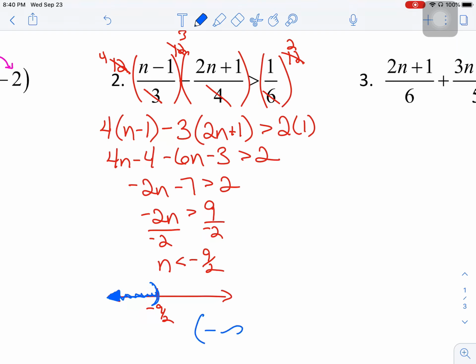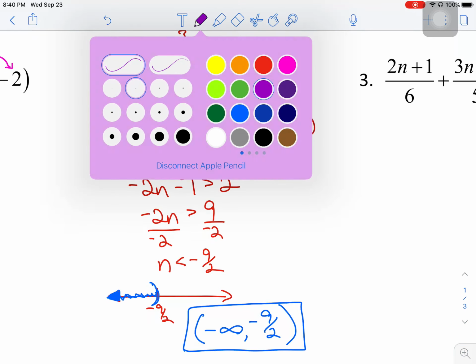So we're going to do negative infinity to negative 9 over 2, use the parentheses, and there is the interval for problem number 2. So yes, you had fractions to start with, but the very first thing we want to do is, in this case, because our denominators were numeric, to get rid of those fractions. Okay, and that's just multiplying by the least common multiple, LCM.